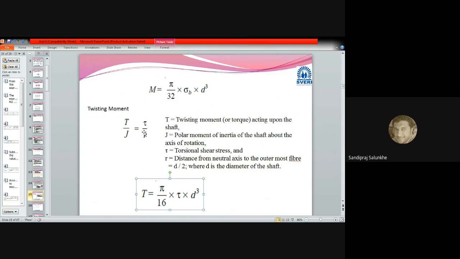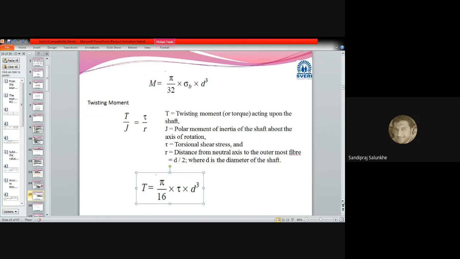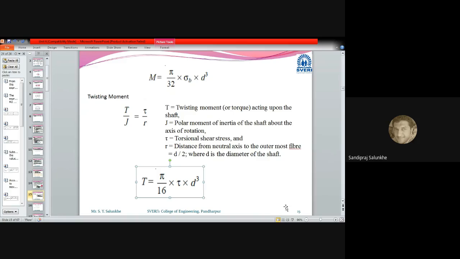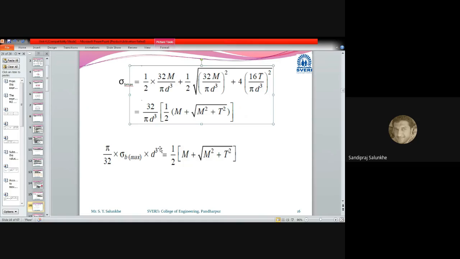Now this T and this M will give us the values of sigma b and tau. These values we have to put in the equation which we have derived for the maximum bending stress, that is the maximum principal stress.